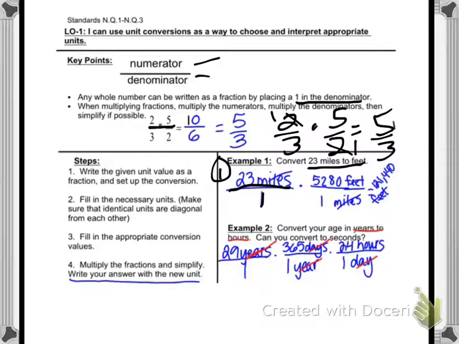Alright, second step, fill in the necessary units. Make sure the identical units are diagonal from each other. So we need to know that 5,280 feet are in 1 mile. Miles are across from miles, so we cross them out. That's step 2.